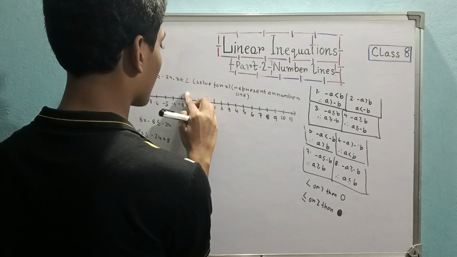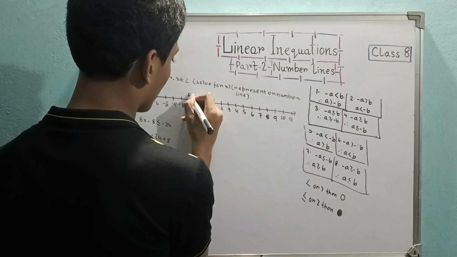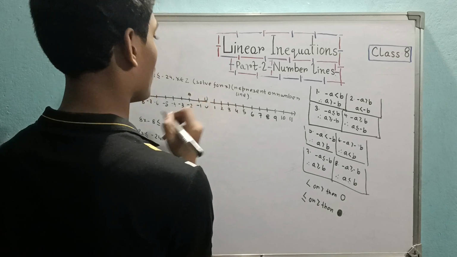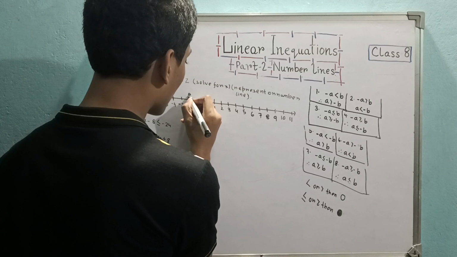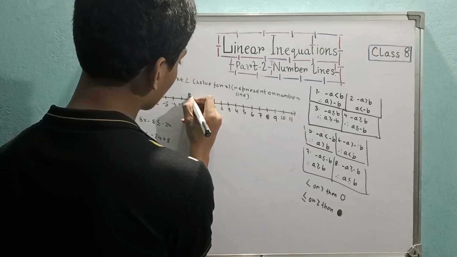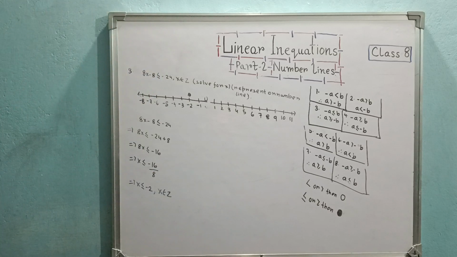Okay, why does it get rubbed? I don't know. Okay, let it be like this. See, I'm doing it and it is getting rubbed as well. Not fair. Okay, like this, suppose. So I put a darkened circle on minus 2.